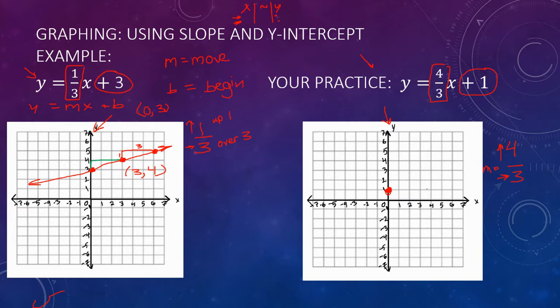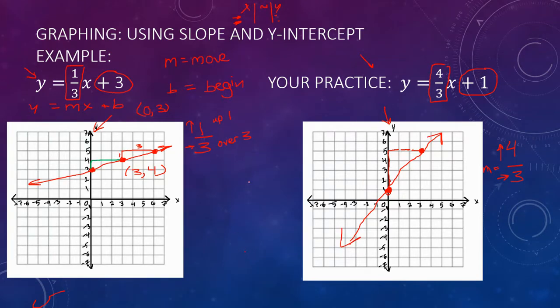I was going to try to change the color, but I can't. So I'm going to rise up 4. I'm going to go up from 1 unit, 2, 3, 4, and run forwards 3. 1, 2, 3. That's my next coordinate on this line. When we connect those dots, we get the nearest thing to having a straight line on my tablet.